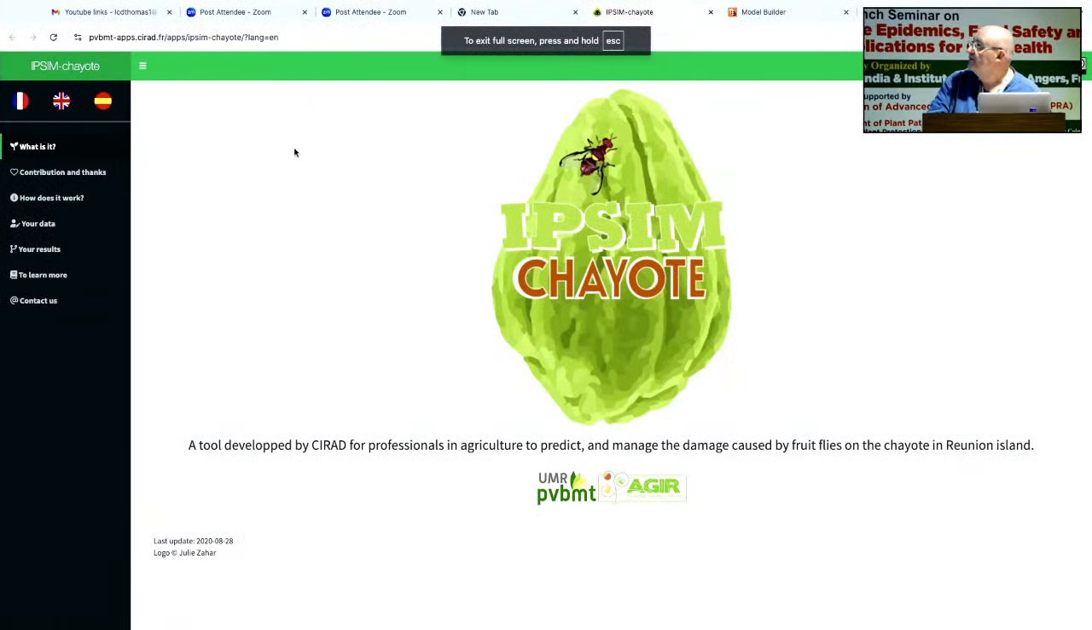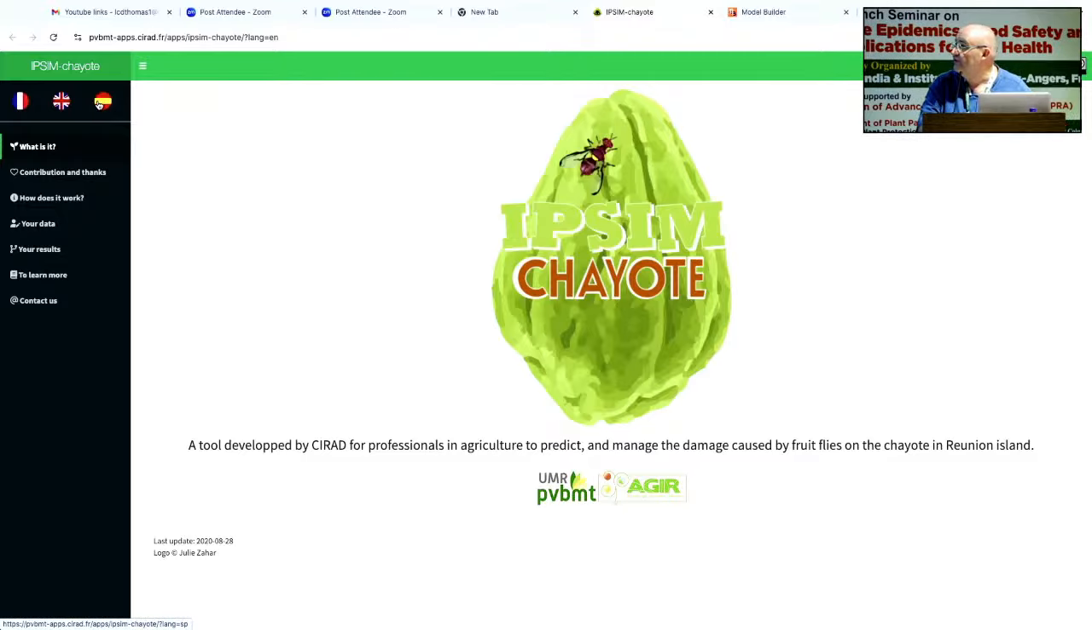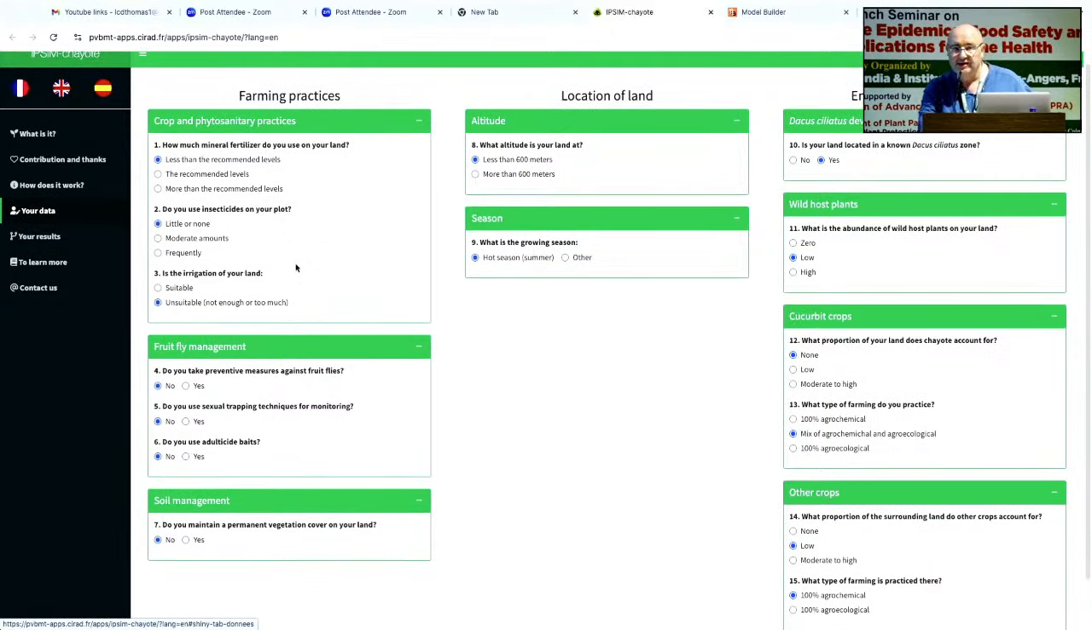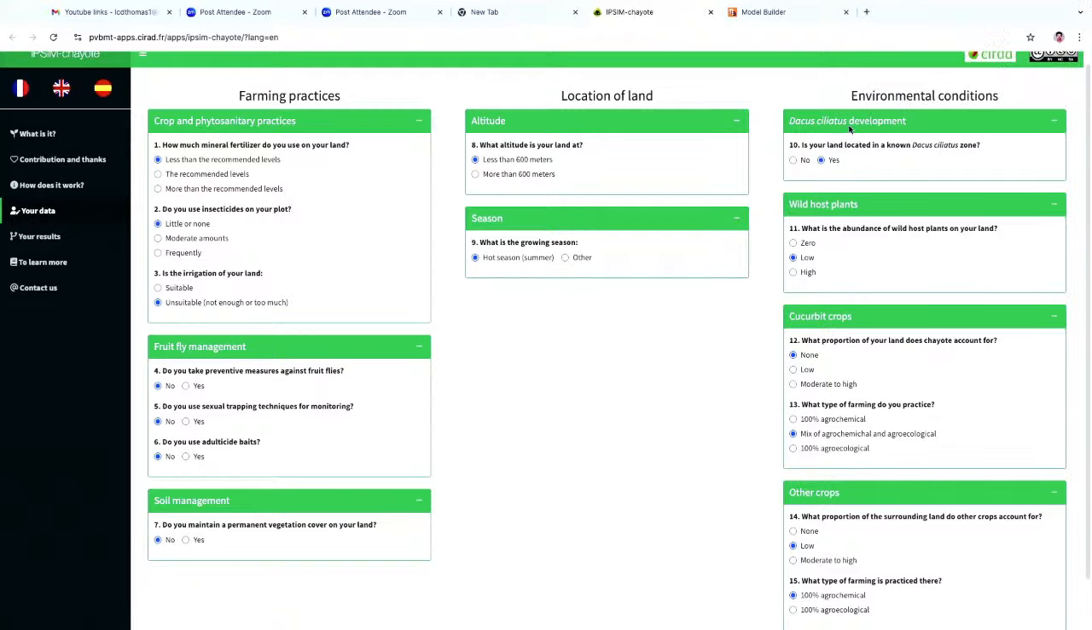modeling tool. Okay, so you can go online. You see we made it in 3 languages, so we can add an Indian language if you think that it's interesting. How you use it, I will go quickly. You just put here your own data for your own situation. Here you describe farming practices, then the fruit fly management, soil management, altitude, season, the presence or not of Dacus ciliatus, wild host plants presence, cucurbit crops in the area, and other crops in the area.